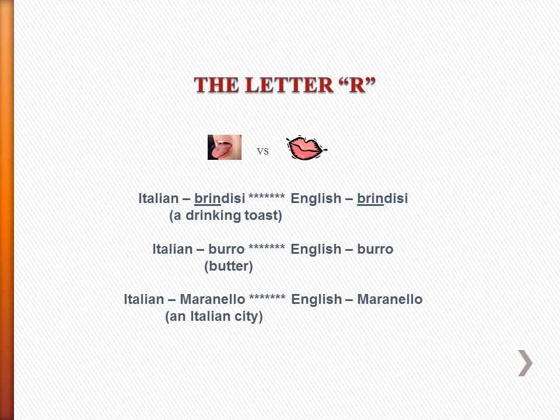Listen to the Italian R versus the English R in these Italian words. This is the Italian R, brindisi. This is the English R, brindisi. Italian R, burro. English R, burro. Italian R, maranello. English R, maranello.